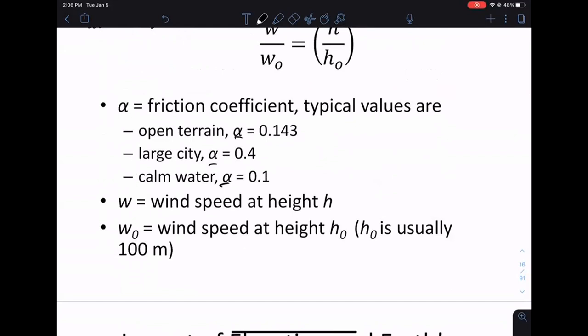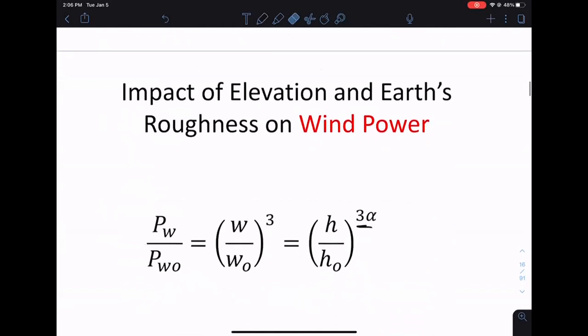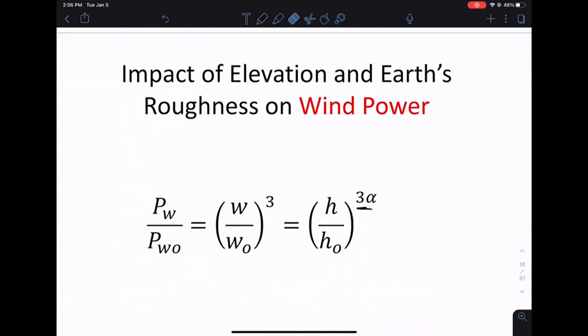Then you go to more detailed measurements for that specific location. So this is a design tool for us. Since this is quite sensitive to alpha, 1.4 and 0.4 make a big difference. So this helps engineers decide whether it makes sense to do more investigation in that area. Okay, thank you.